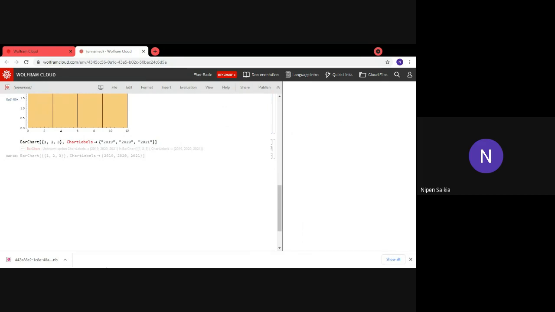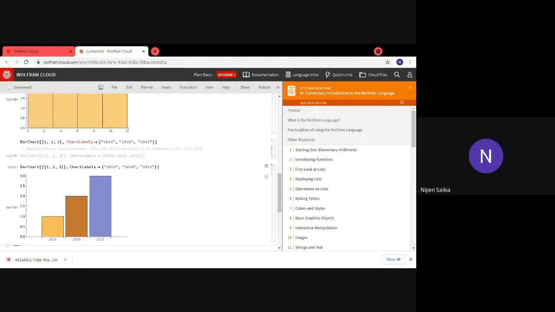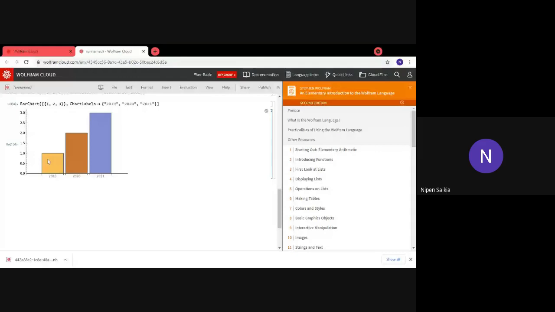So let us try. ChartLabels. Yes, it should come. BarChart. Is it like this? Let me copy. It should have come. Okay, it comes like this. What is the spelling mistake? BarChart, then 1, 2, 3. Here a double curly bracket is there. Then ChartLabels, then 2019, 2020, 2021. So it is correct, almost exactly the same. So it will come out like this. 2019 it is 1, 2020 it is 2, 2020-21 it is 3.